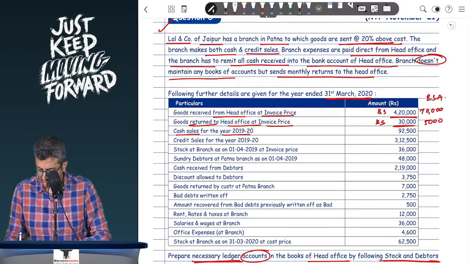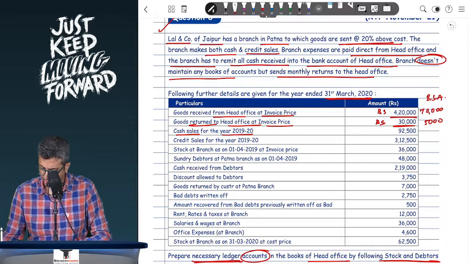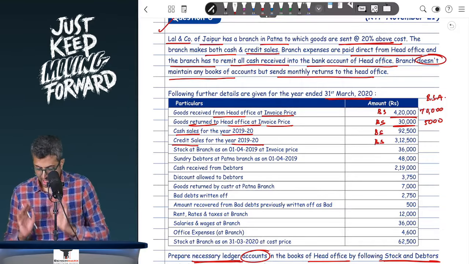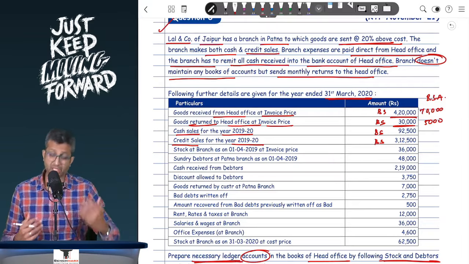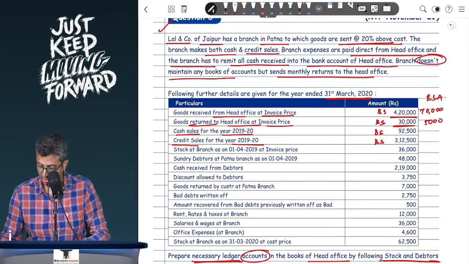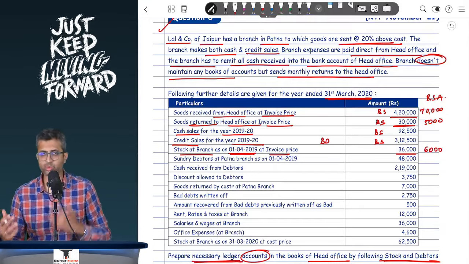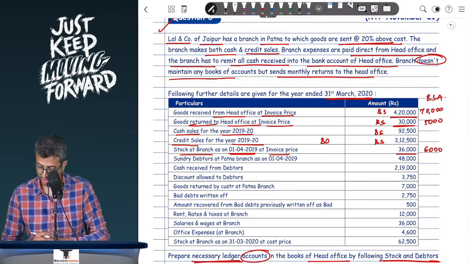Cash sales for the year 1920. This will go in the branch stock account. Credit sales for 1920. Again in the branch stock account, credit. The credit sales will also go in the branch debtors account. Stock at branch on 1st April at invoice price 36. So this is 36 divided by 120 into 20. There must be an opening stock reserve to the extent of 6,000. This will impact the branch stock adjustment account.